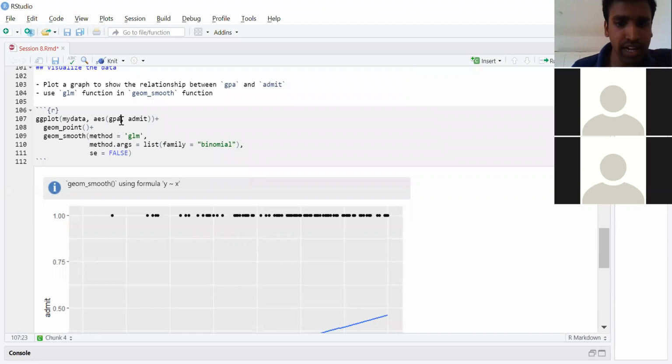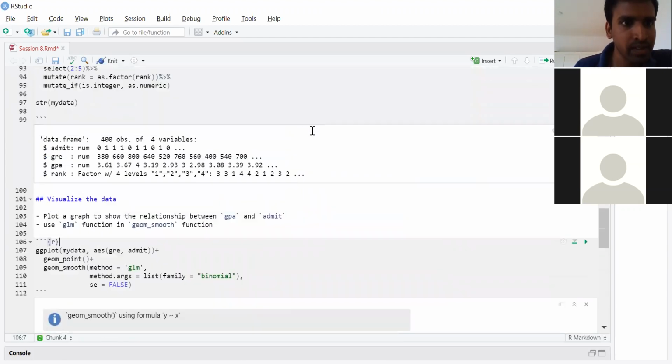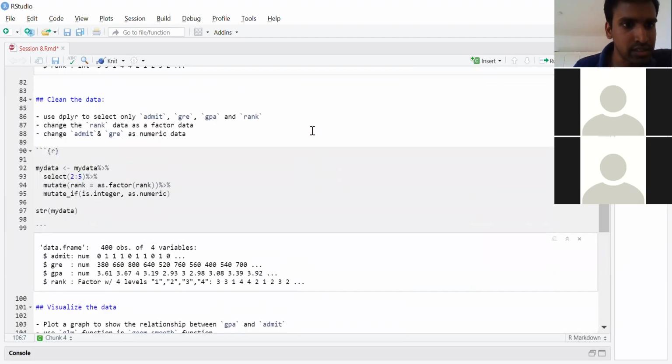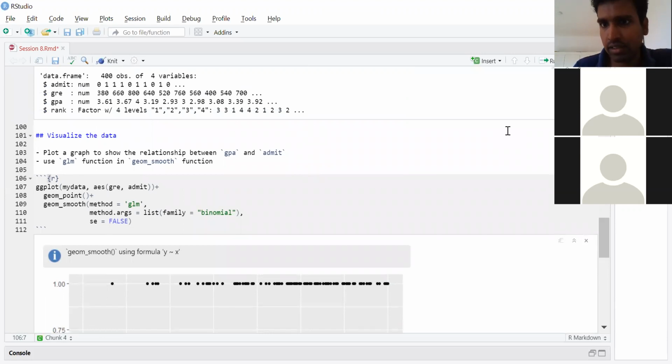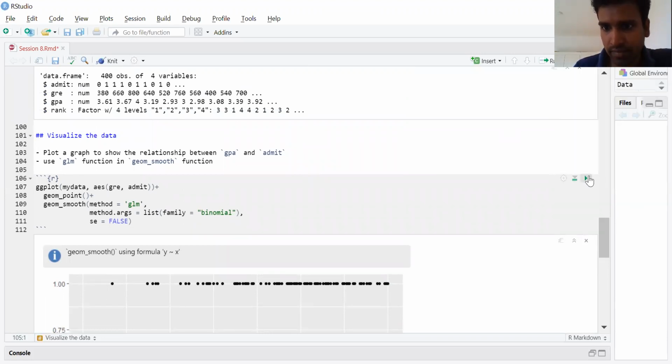Like now, try and plot for GRE. We also have the GRE scores of people. Let's see. Yeah, it's the same notation. Let's just try that one.